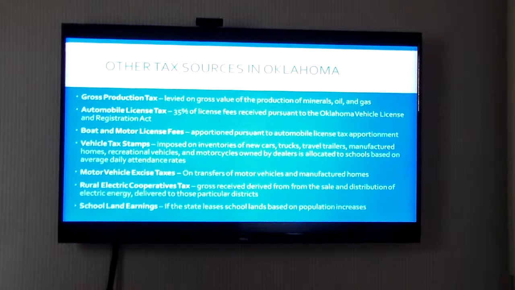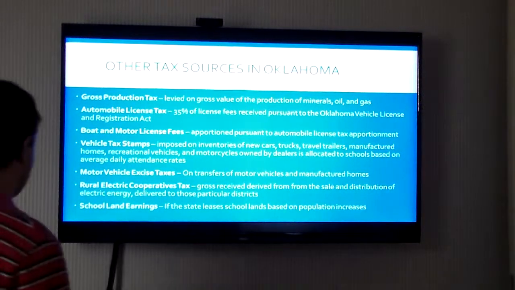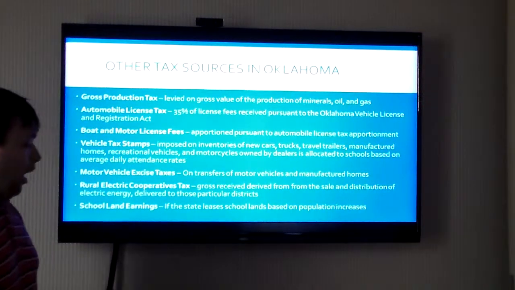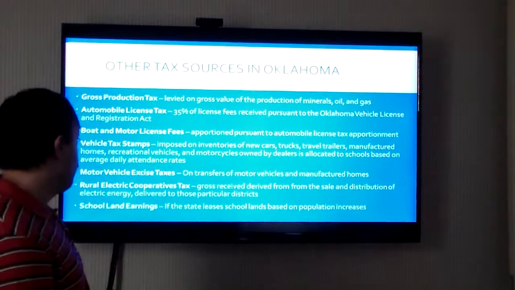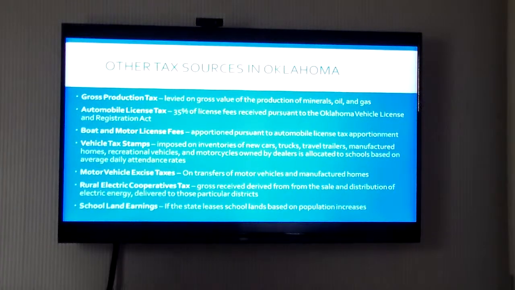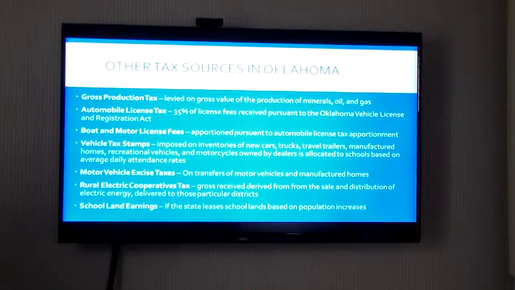So some other tax sources in Oklahoma, and I only mention this because these are things that you might not be aware of, that could improve the money that we have to spend in our schools. But there is a gross production tax on any production of oil and gas here. Any automobile licenses, 35% of the fees can be taxed as well. There are boat and motor license fees.